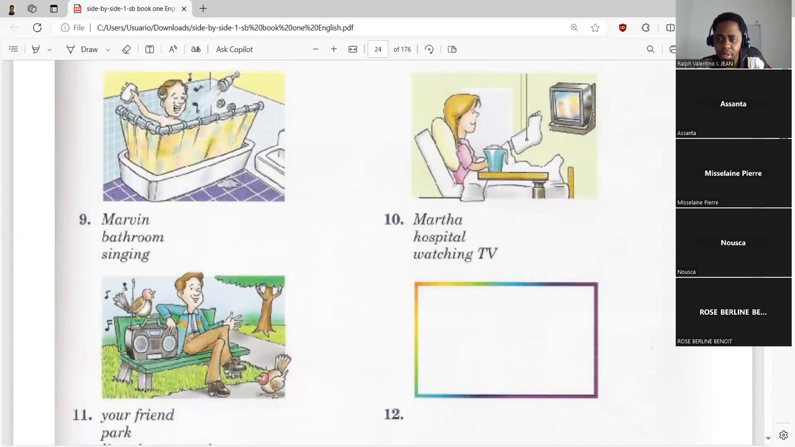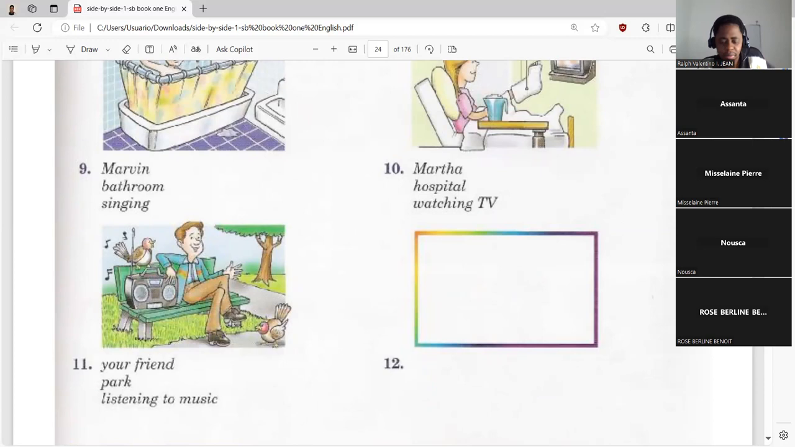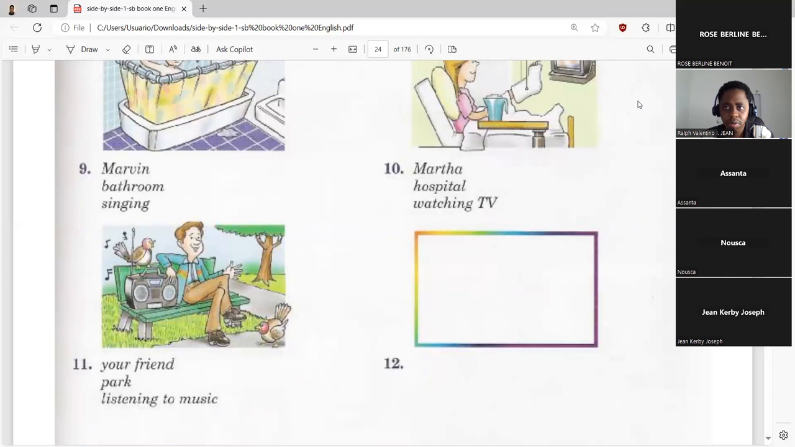Number 11. So there are some other people that I was not aware of. I'm going to be asking you questions next time in the other parts, okay? Sorry, my internet is a little bit unstable tonight. Okay. Where is your friend? He's in the park. Very good. What's he doing? He's listening to music. Very good.